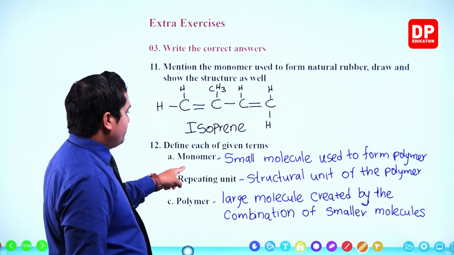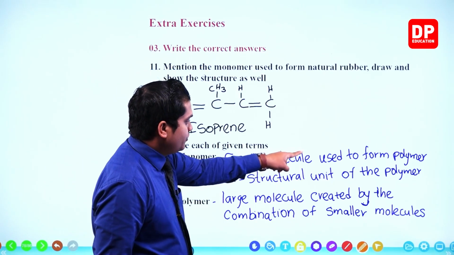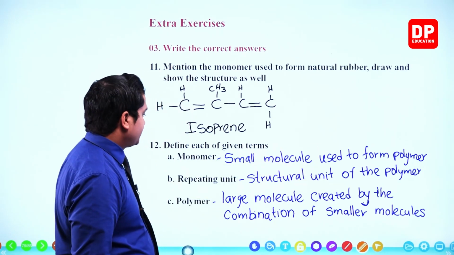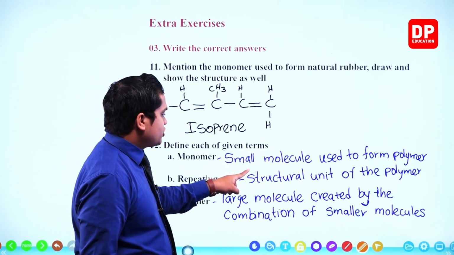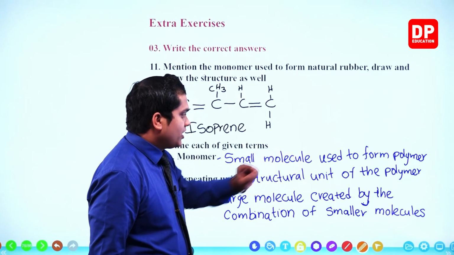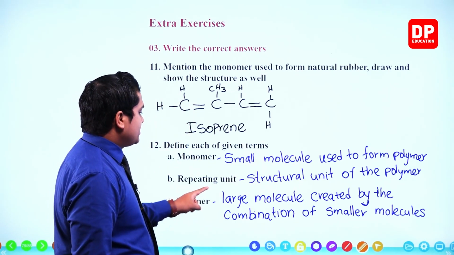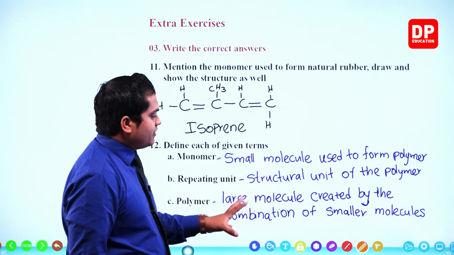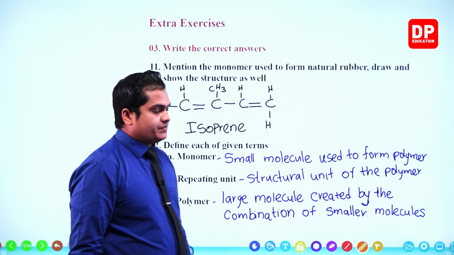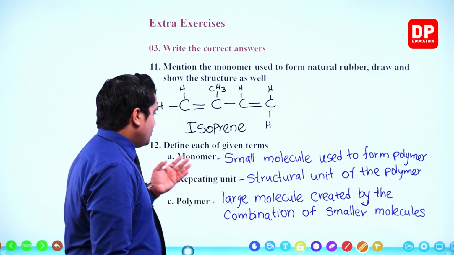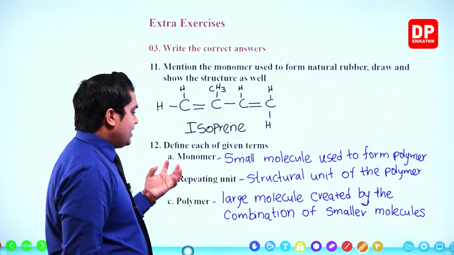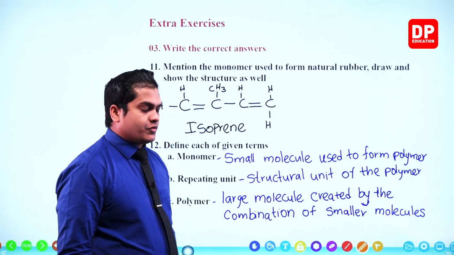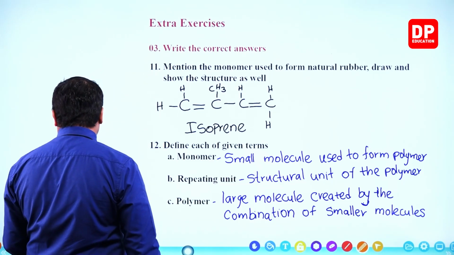Right. So, monomer is the small molecule used to form polymer. Repeating unit is the structural unit of the polymer. Polymer is the large molecule created by the combination of smaller molecules. Okay. So, monomer, repeating unit and the polymer, my dear children. Right. Then the next question.